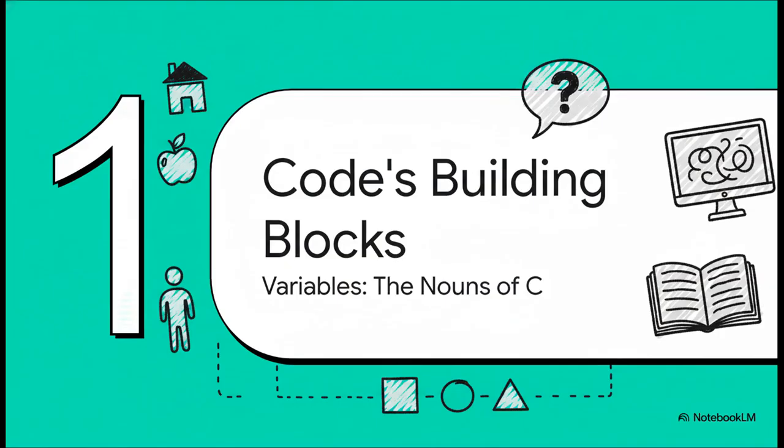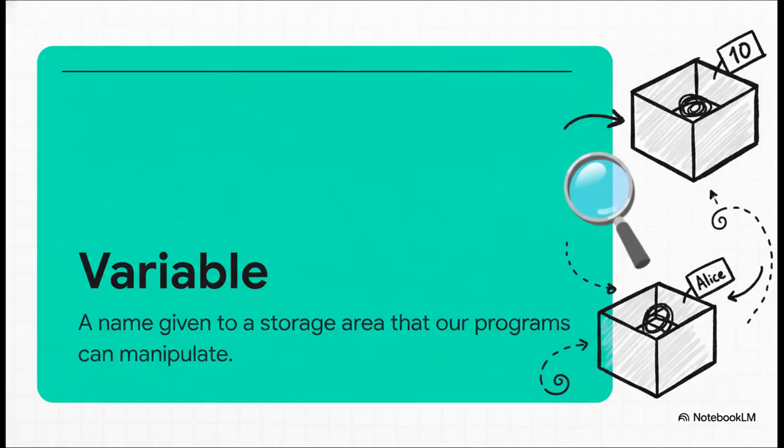It's called a variable. And if we're sticking with our language analogy, variables are basically the nouns of C. They're the names we give to all the things we want our program to talk about or remember. So yeah, that's the textbook definition. But here's a much simpler way to think about it. A variable is just a name tag you slap on a little storage box inside the computer's memory. And inside that box, you can stick whatever piece of info you want, a number, a word, anything.